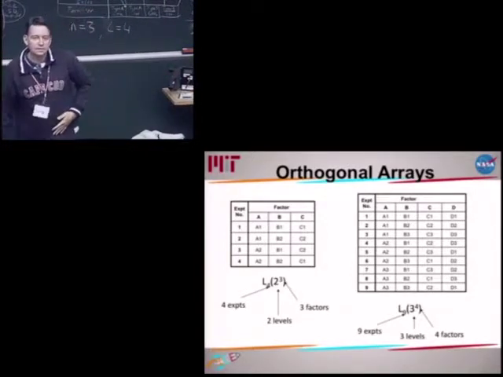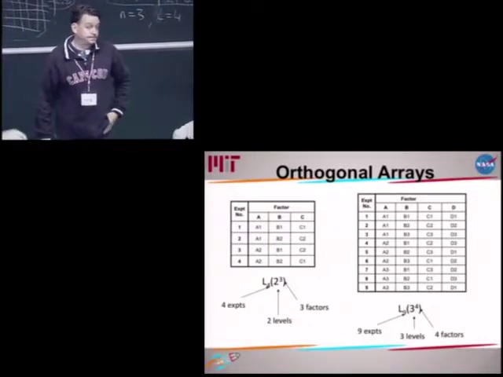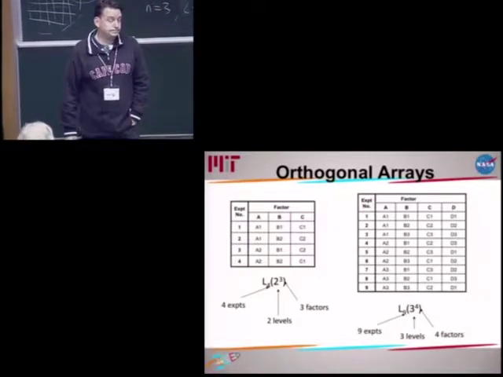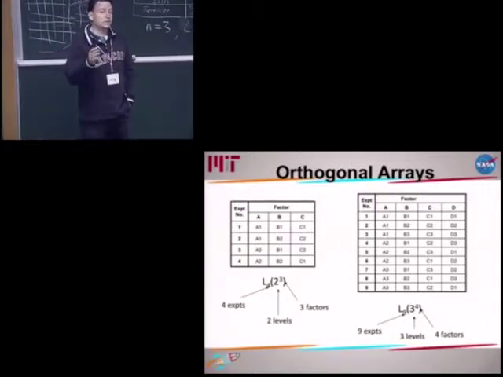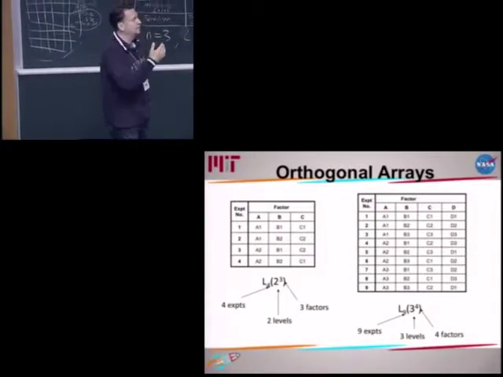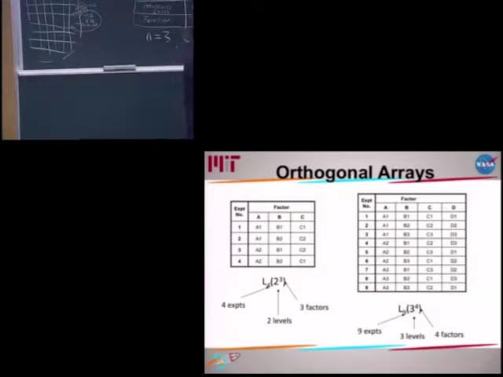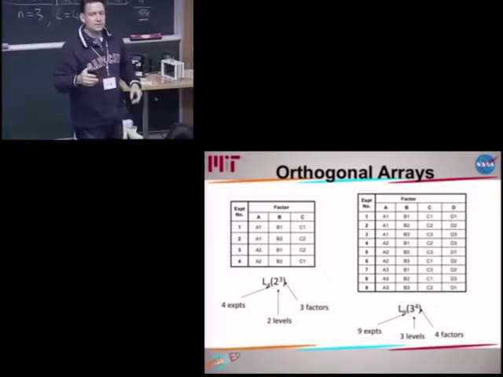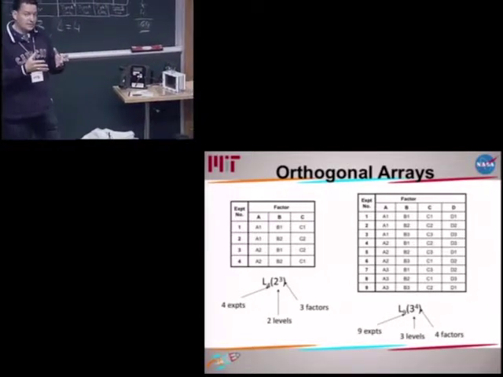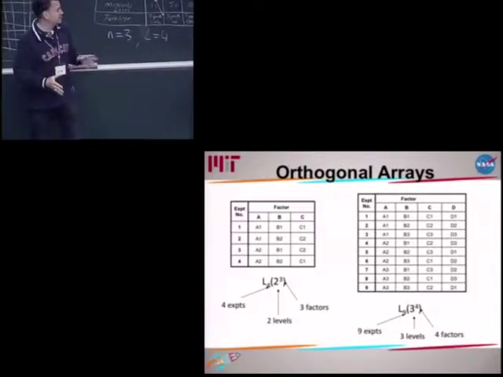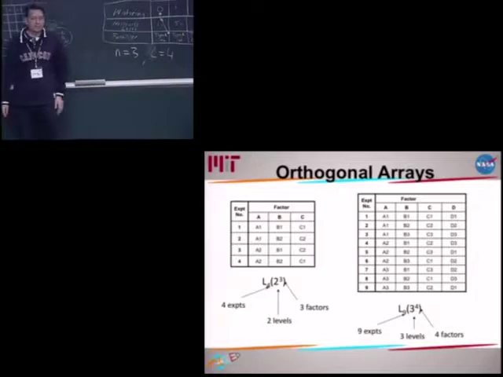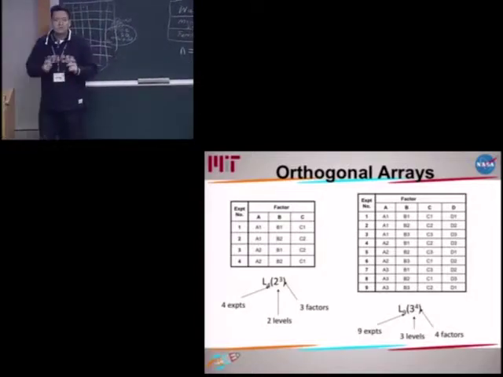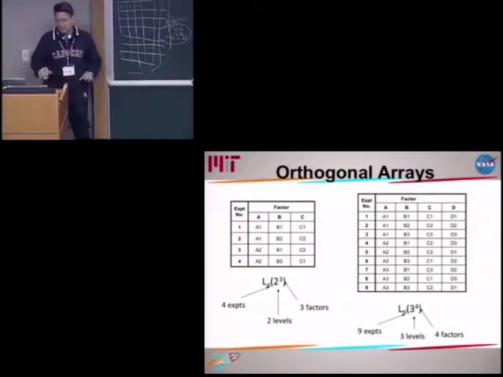Yes? Does it have to be the same amount of levels for each factor? No, it does not. You can have a different number of levels, but let's say for example, for orthogonal arrays, most of the ones that have been constructed that satisfy the orthogonality property do have the same number, but it doesn't have to be that way. You can have multi-level experiments. That's absolutely okay.